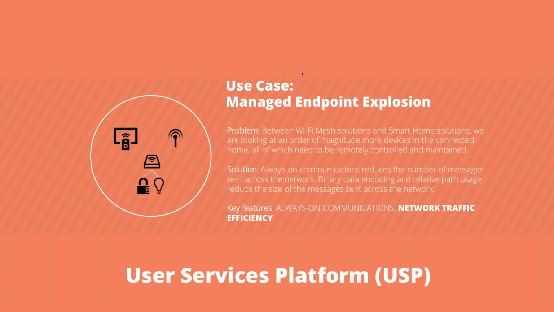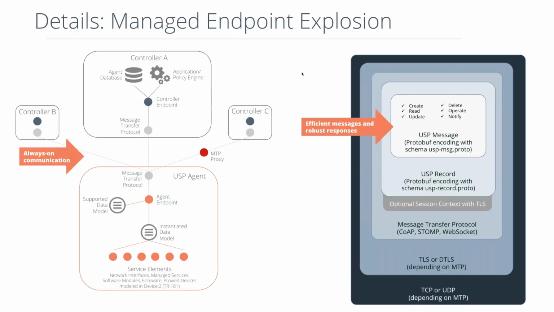So the key USP features here are the always-on communications mechanism, as well as the network traffic efficiency. So if we go to the next slide, this is what Jason was talking about, how we're going to come back to this big picture and show for each use case how the big picture ties into that.